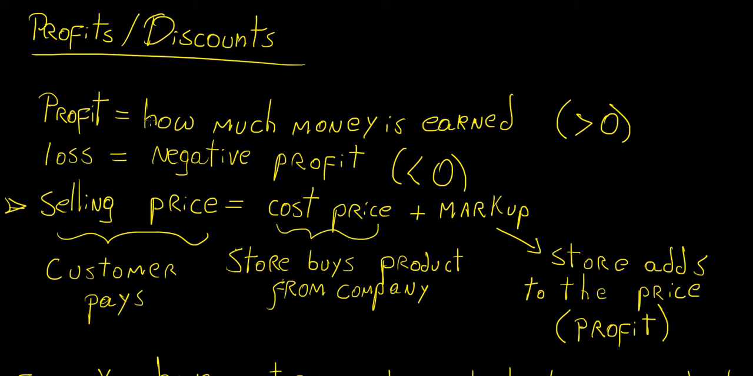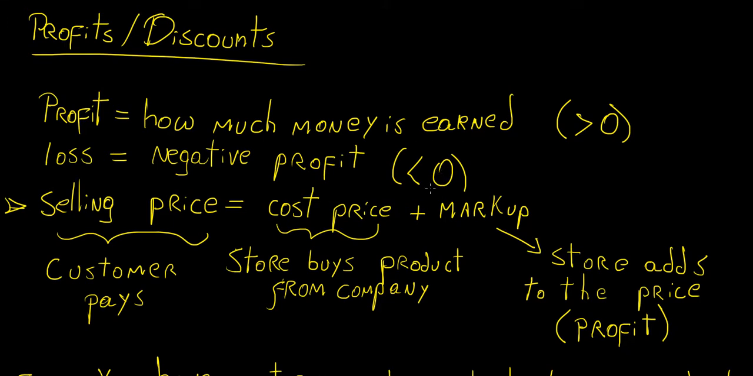So profit is how much money is earned after you sell a particular product. So this value is always going to be greater than zero. Otherwise, if it's equal to zero, you have made no profit. So that means that you have essentially not made any money out of selling a specific product or item. If the profit after you calculate it turns out to be a negative profit, then we call that a loss. So it means that you have actually lost money. So it was a very bad deal to begin with.